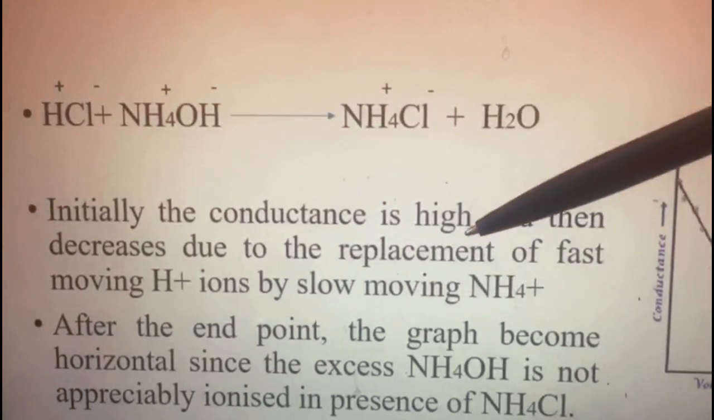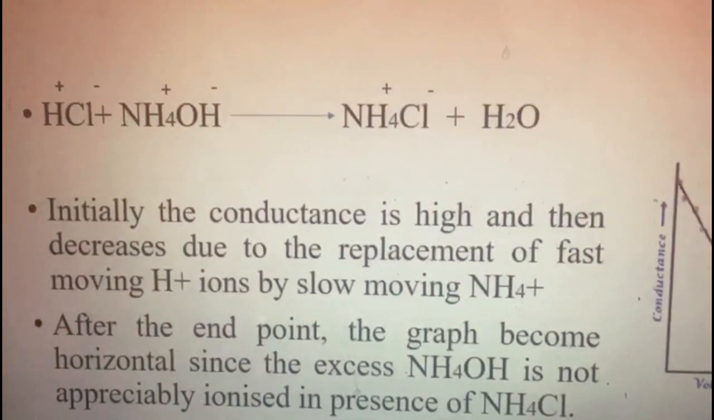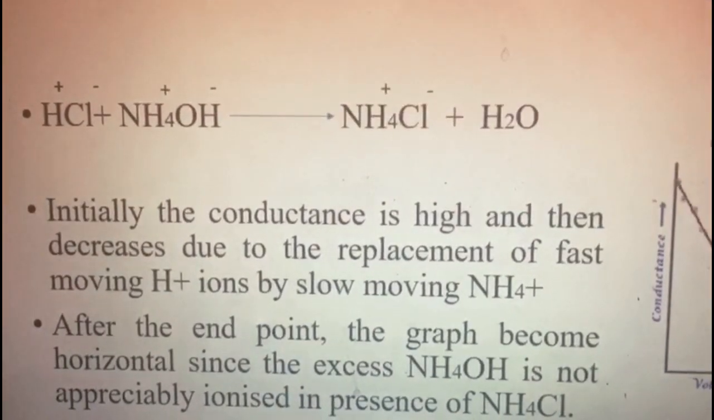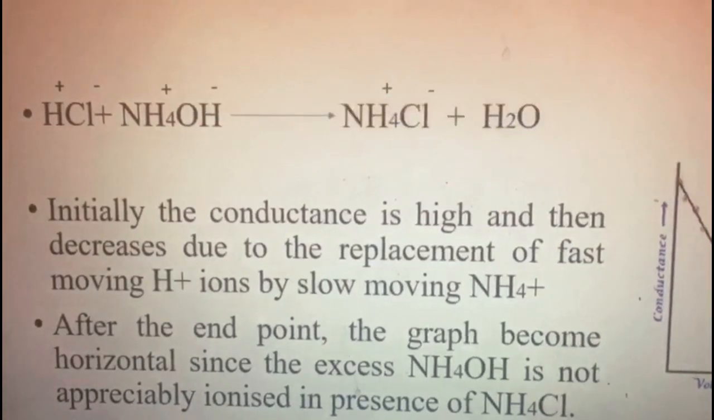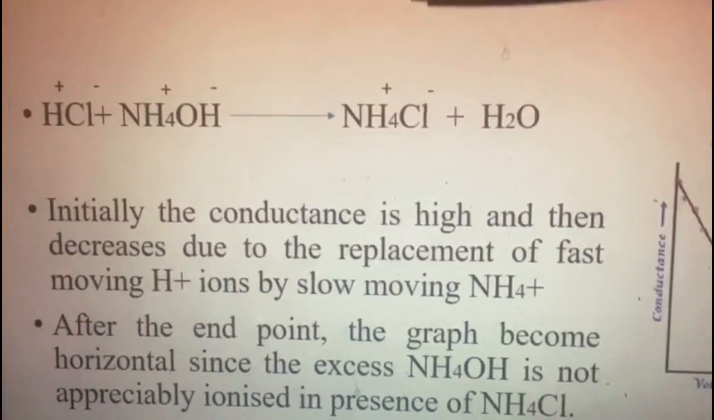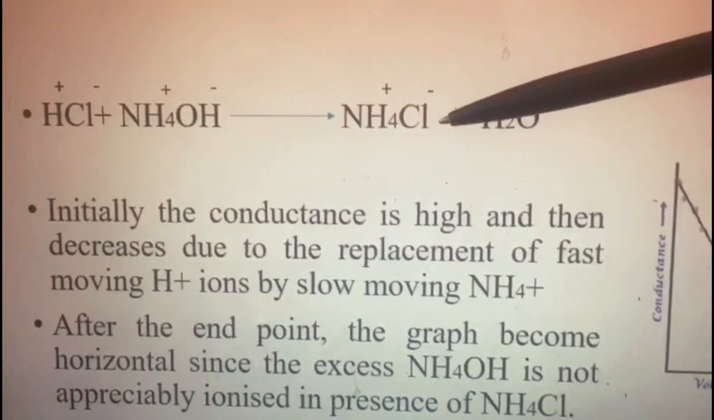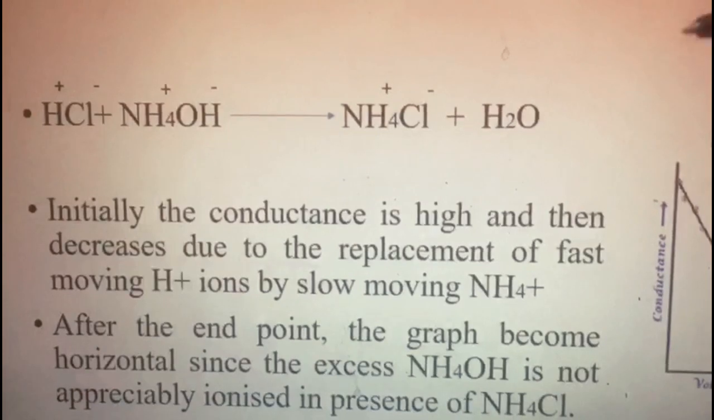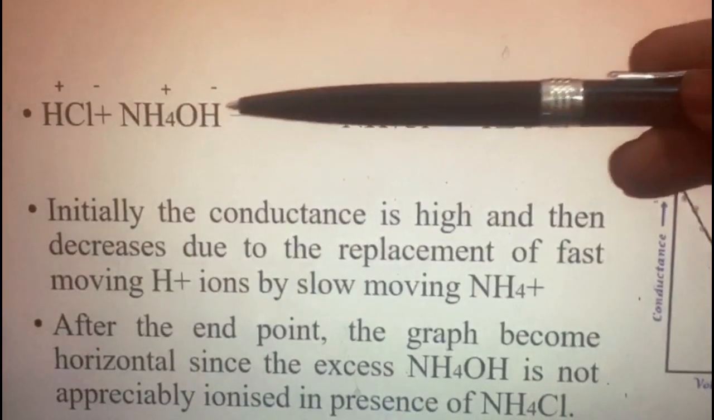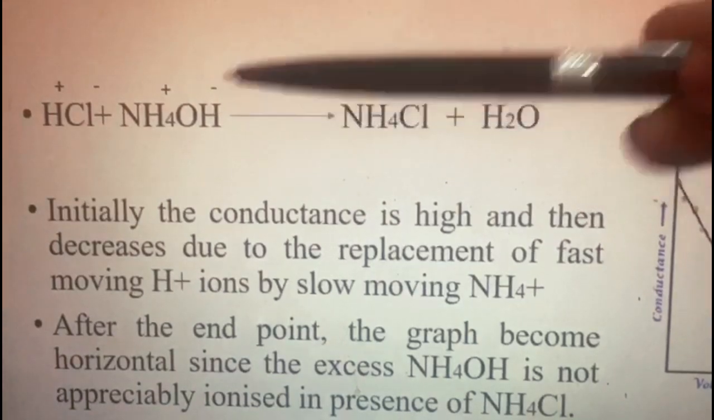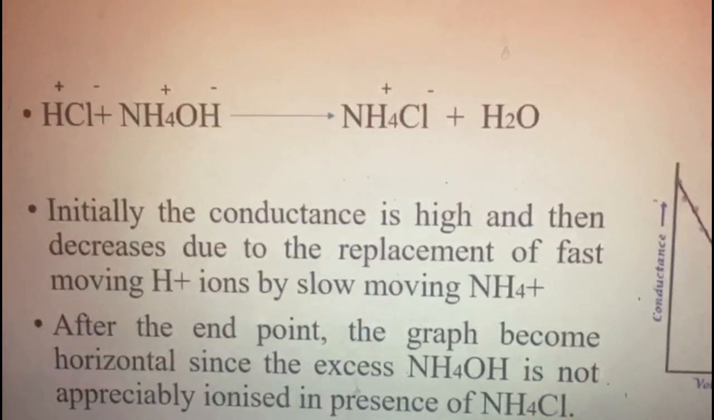Then after the endpoint, the graph becomes horizontal. Why? After the endpoint, all of the acid will be completely neutralized with the base. Then on further addition of ammonium hydroxide, only NH4OH will be there. And we know NH4OH is not appreciably ionized because of the presence of NH4Cl. Due to common ion effect, NH4OH will not be completely ionized and also it is a weak electrolyte. So the conductance will not increase more, and it will be horizontal in the graph.